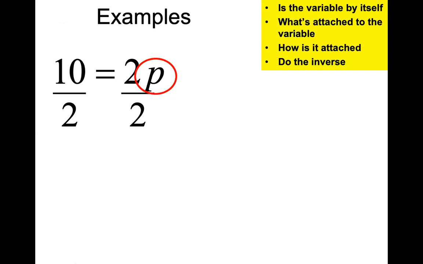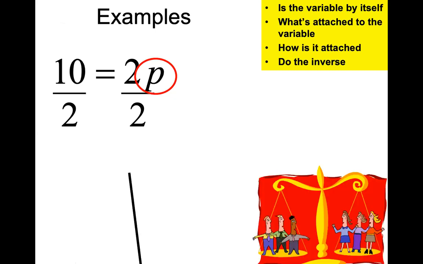What's 2 divided by 2? 1. So that big slash means 1. It means canceling, but it really means 1. 10 divided by 2 is 5, so we get 1 times P. But what's 1 times anything? It's not 1. The only time it ends up being 1 is when you're multiplying 1 times 1. But every other time you multiply 1 times something, what you get is itself. 1 times P is P.